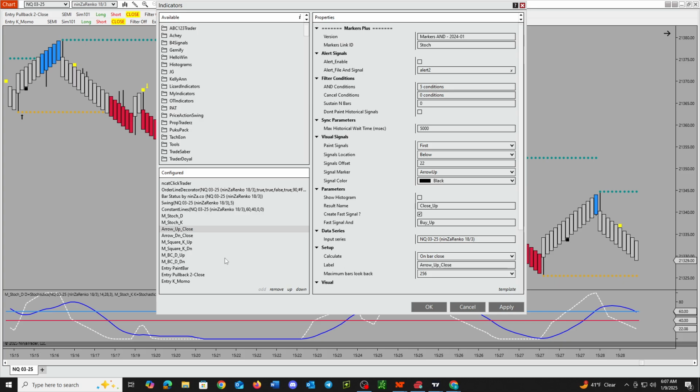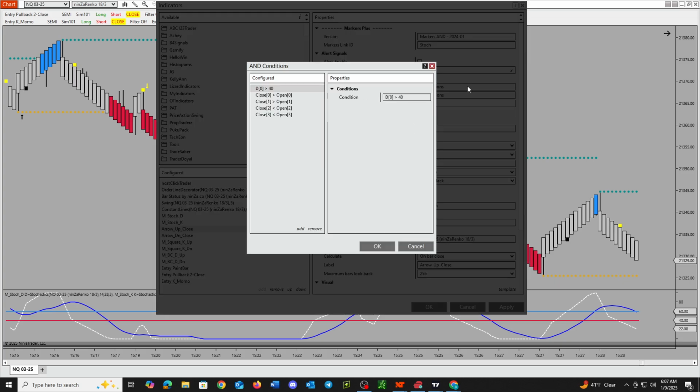Now the arrow up close is simply, and down close is what we've talked about there. This is just the conditions. %D is greater, it's greater than 40, so you're going to have one observation out of probably 20 that is wrong, and that's only because I can't program into this when the %D crosses above.